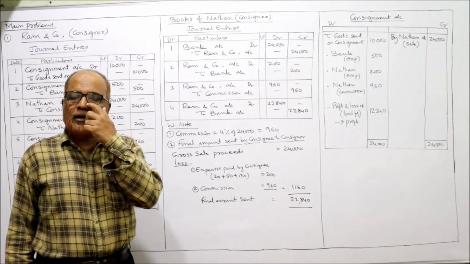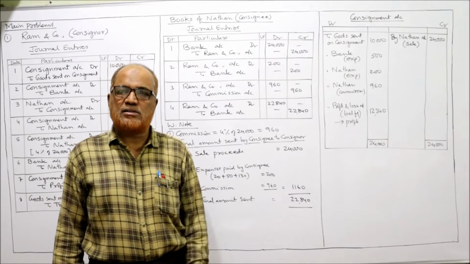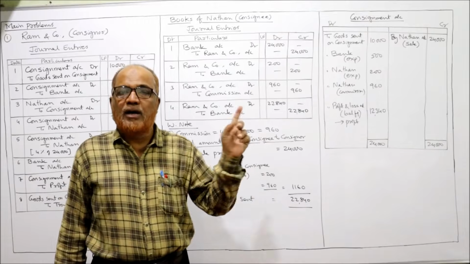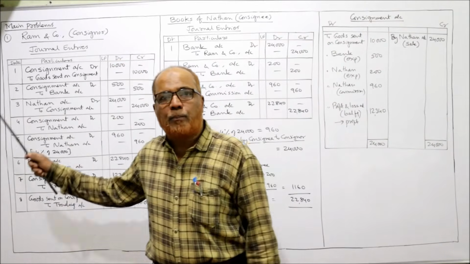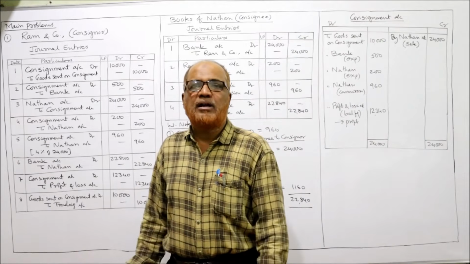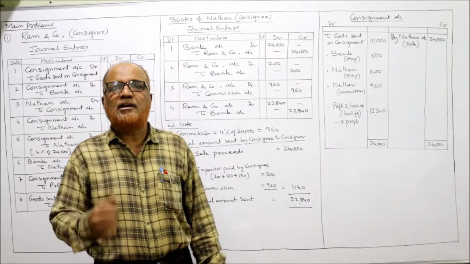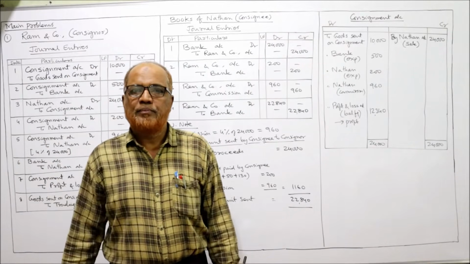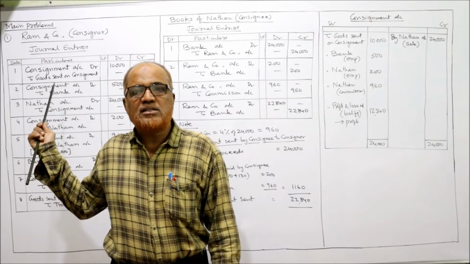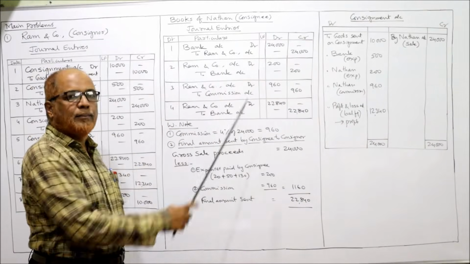Now expenses incurred. Nathan has paid 200 rupees expenses on consignment. He will not open a consignment account. Remember, the consignment account will be opened only by the consignor. The consignee will not open a consignment account. So when 200 rupees are spent, the bank account is credited because cash is going out. For whom is he paying the expenses? For the consignor. What is the name of the consignor? Ram. So the entry will be Ram and Company account debtor to bank 200.